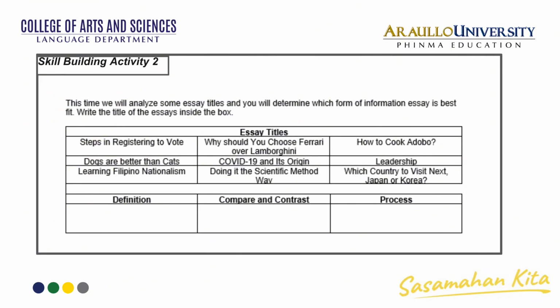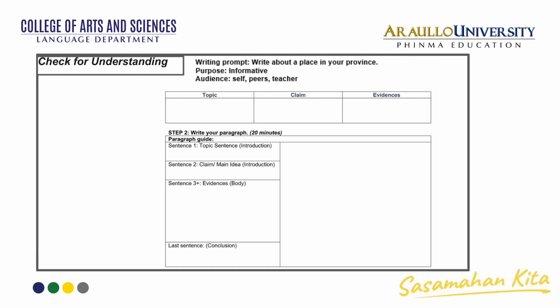For skill building activity 2, you will analyze the different essay titles on the table and try to determine what form of informative essay is being delineated based on the essay titles. You have to categorize these essay titles if it fits with definition, compare and contrast, and process as the 3 main forms of informative essay that we are going to discuss later on. After our discussion, you have also to answer check for understanding. Basically, you are going to practice writing an informative essay.